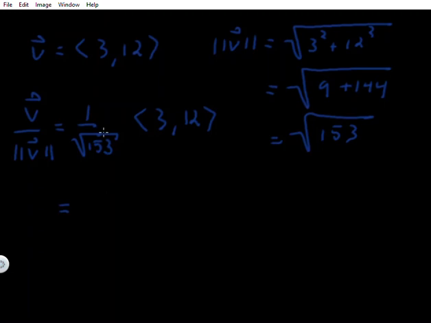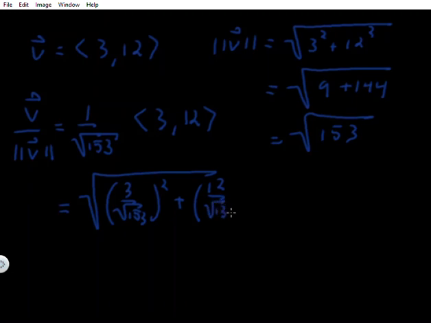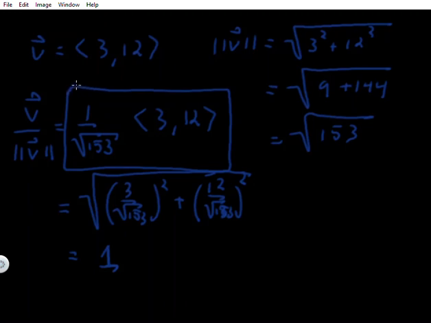And there's not much that you can do to simplify this. If you want, you can bring the scalar inside. But sure enough, if you were to try this out in a calculator, you would find that the square root of (3 over the square root of 153) squared plus (12 over the square root of 153) squared will, of course, come out to 1, because this is a unit vector in the direction of v. So this would be a good way to check this answer on a test. And this would be a perfectly good answer, but if you were to simplify, just make sure to simplify.